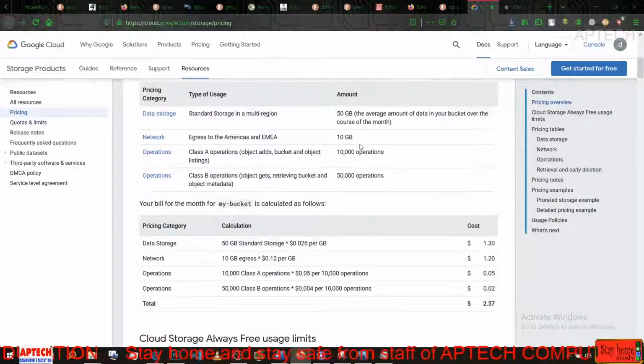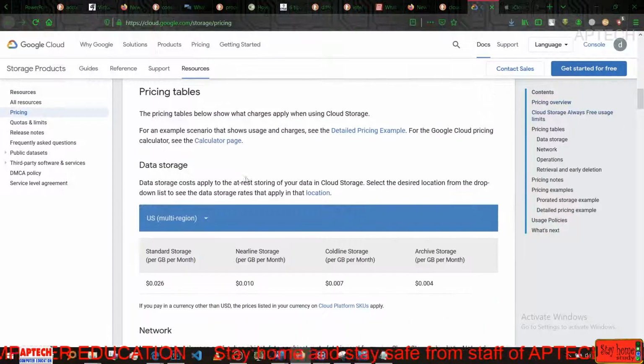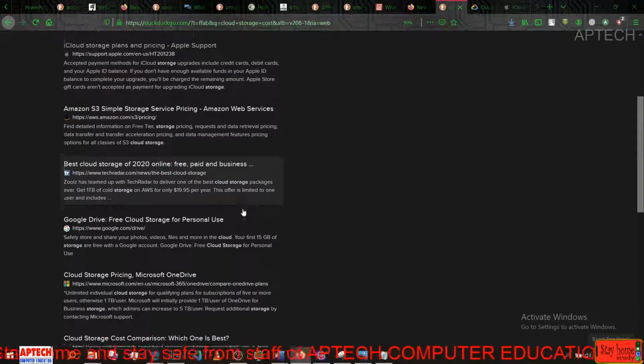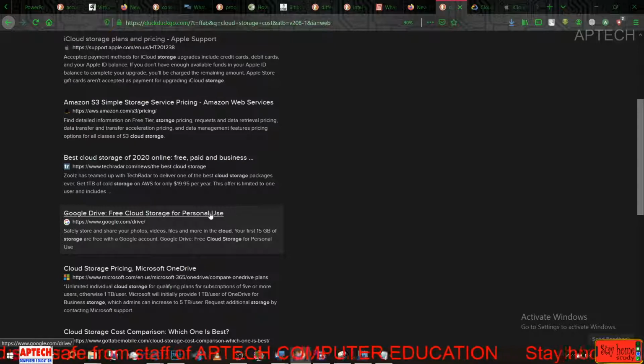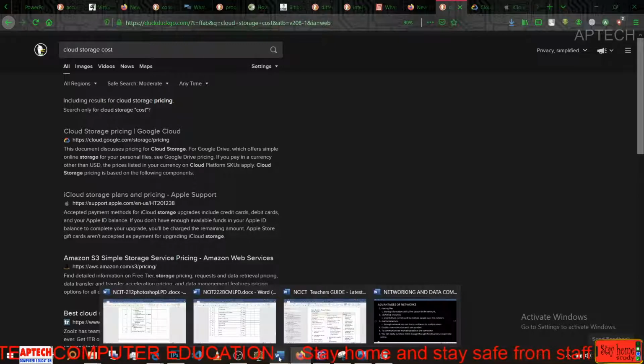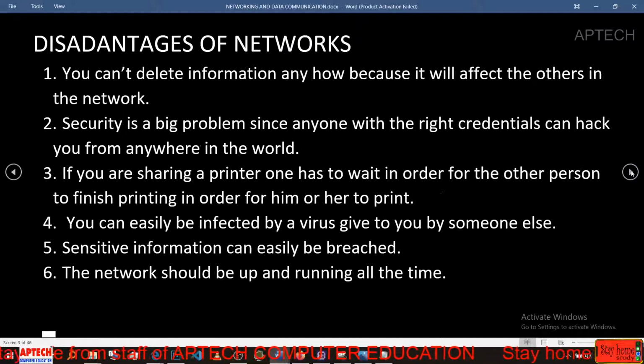Google does the same thing, though it's much cheaper. Are you seeing 50 GB at this? And then the network operation, as you have seen, that is one more way of storing information. So let's go back. Sorry for that. So you can easily expand your space just by going and accessing it.